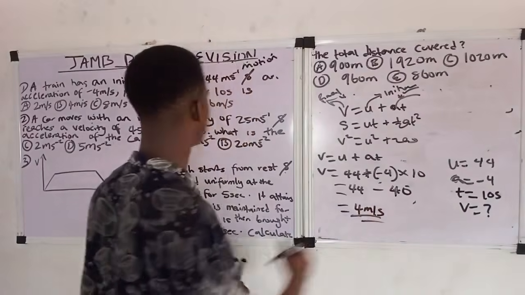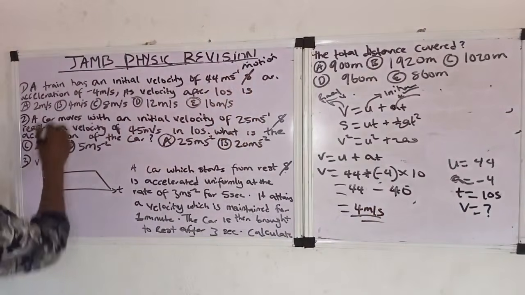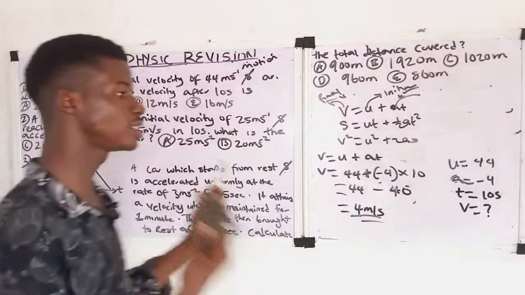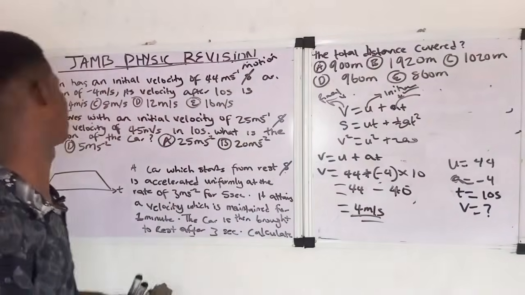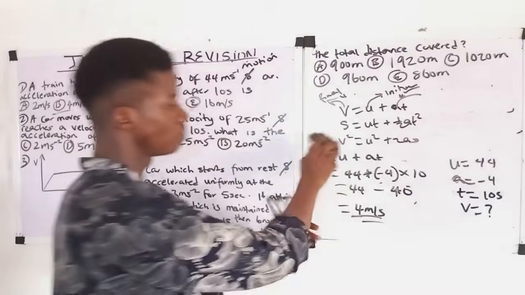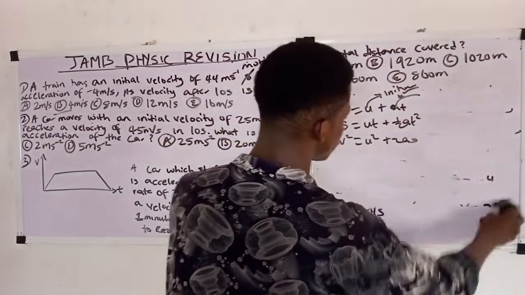So the answer is what? 4 meters per second, which is B. Okay, yes. So these are how you solve questions on linear motion. Okay, let's do the next question.